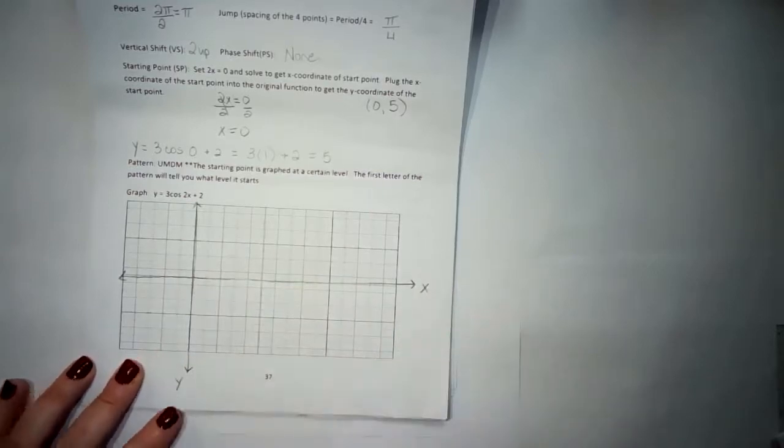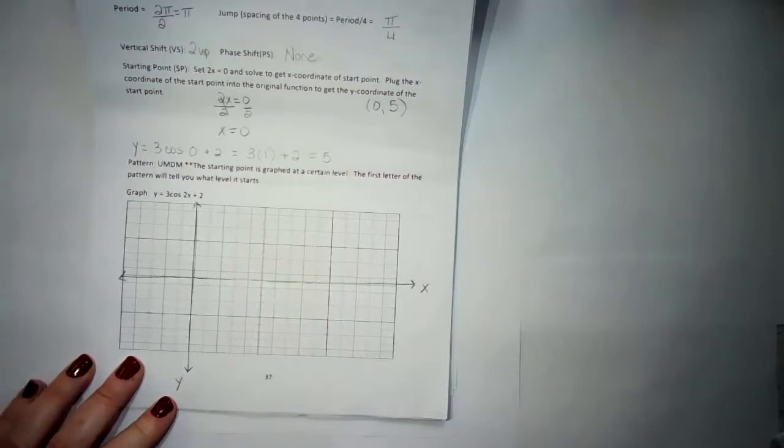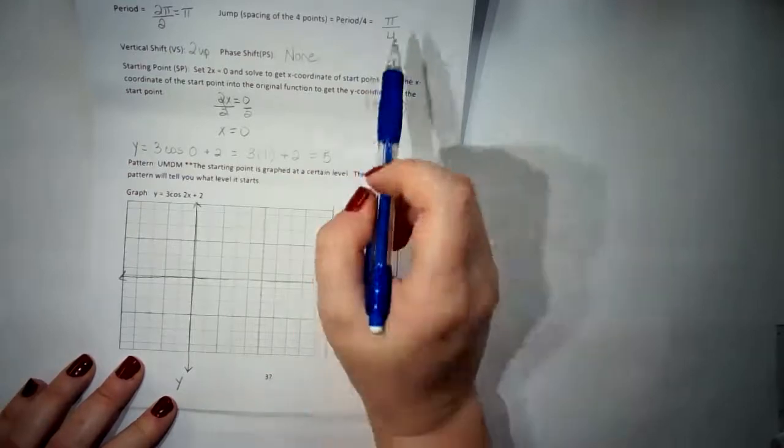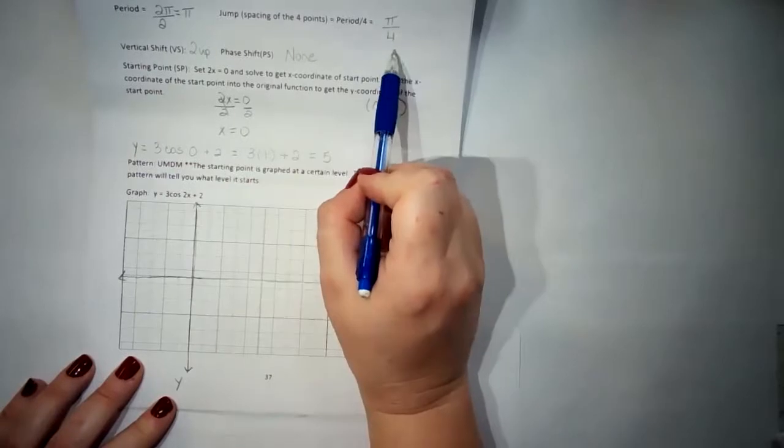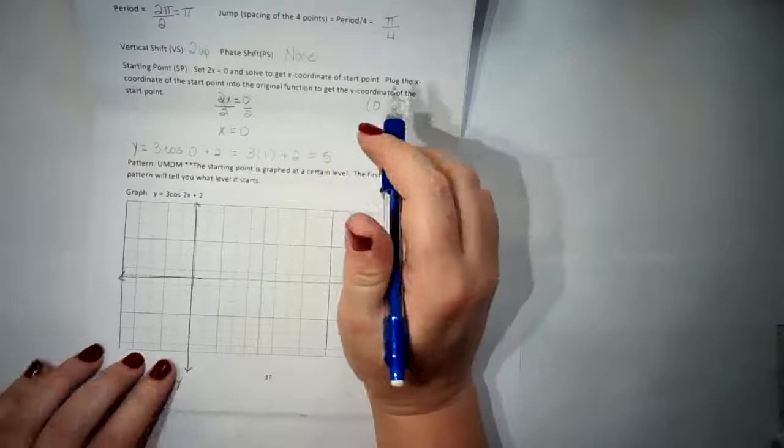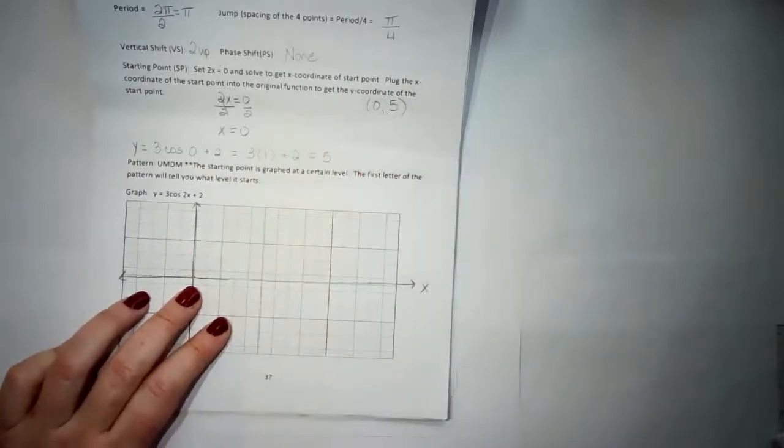Okay. All right. Now I need to put some tick marks in, some little marks on my x-axis. How do I know what they're going to be? My jump's pi over 4. Those are going to be my tick marks. So I'm going to spread this out so we can see it a lot.